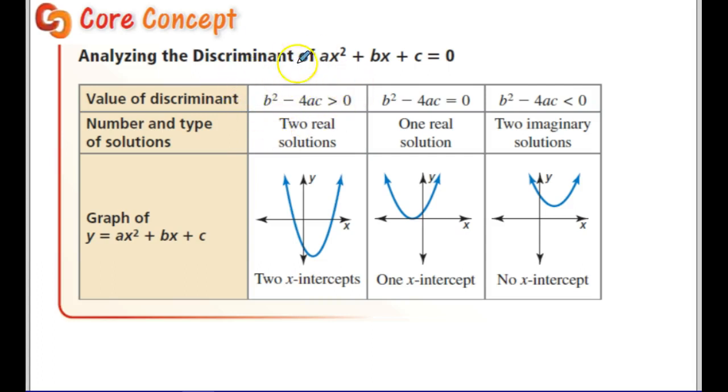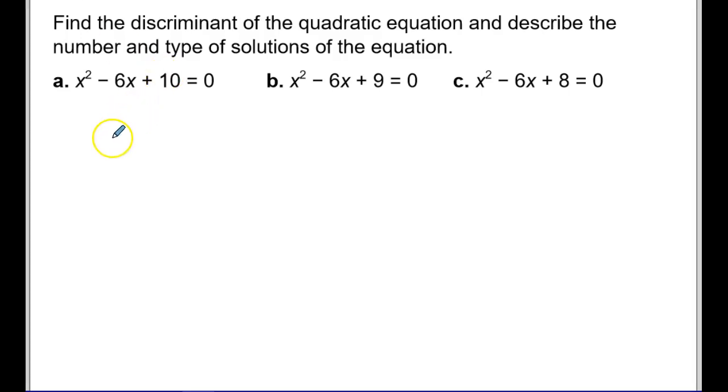So if I find the value of my discriminant, if my discriminant is greater than 0, that means I have my 2 real solutions. That's where it crosses twice. If my discriminant equals 0, I have 1 solution. And if my discriminant is less than 0, right, that's where I end up with some imaginary solutions. So I never actually touch the x-axis. So let's look at the discriminant here.